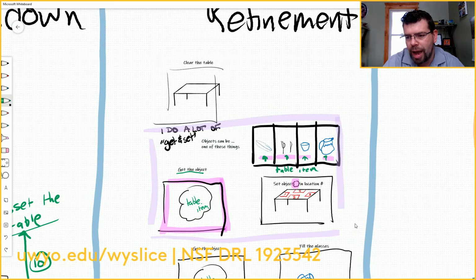So I can get some random object, and then instead of having to say set cup, set flatware, I could say set object, and I use that little cloud symbol again. And then maybe I want to be even more specific. Instead of being so open-ended and just setting it, I want to actually pick a location on the table to set it.